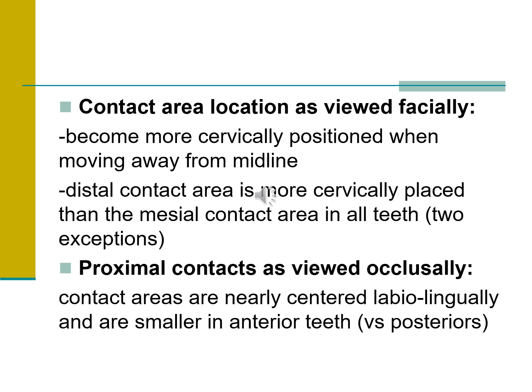As viewed facially, let's talk generally about all the teeth. As the height of the crown decreases when you go backwards from the central incisor to the last molar, the size of the crown decreases. Accordingly, the contact areas between the teeth become more cervically positioned as you move away from the midline.